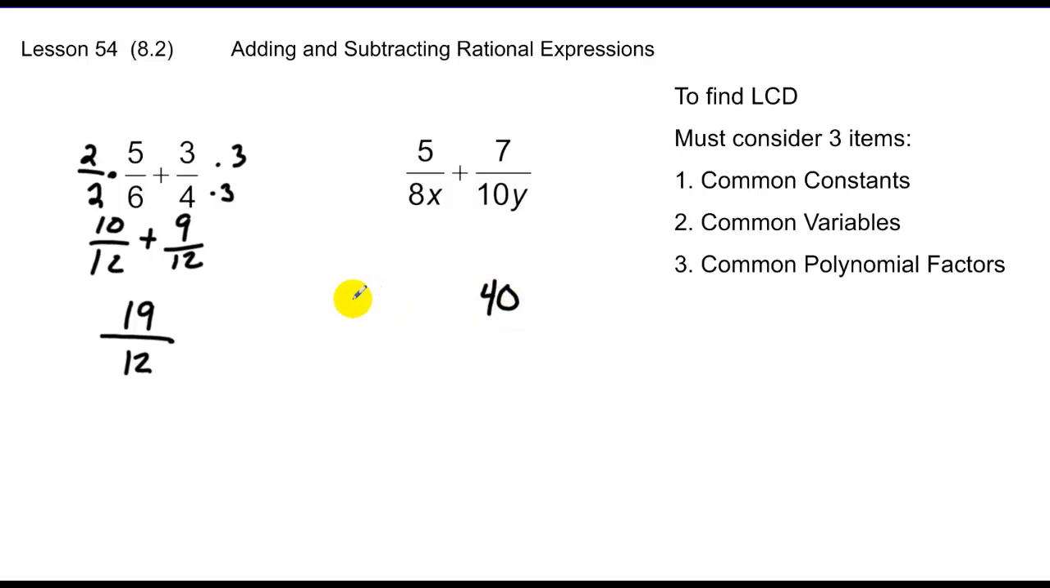in both cases. Now with the variables, an x has to be in the LCD. Even though there's no x here, we have to have an x in the LCD, and we have to have a y in the LCD. So I list both of those. And again, just like in the last example and in all the examples we'll do today, we have to find out how we get from our first fraction denominator to our second fraction denominator by multiplying.